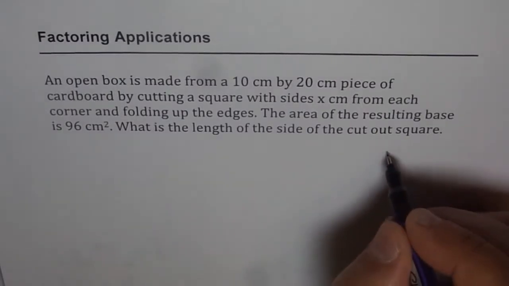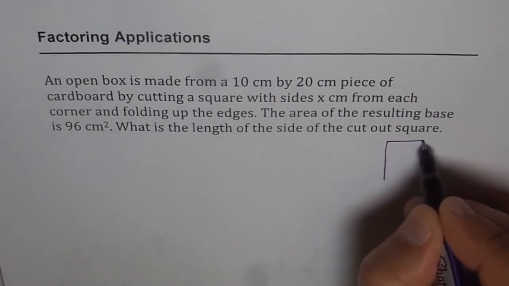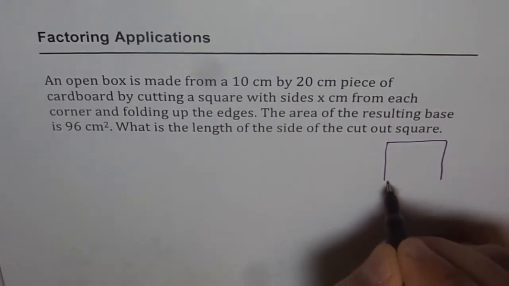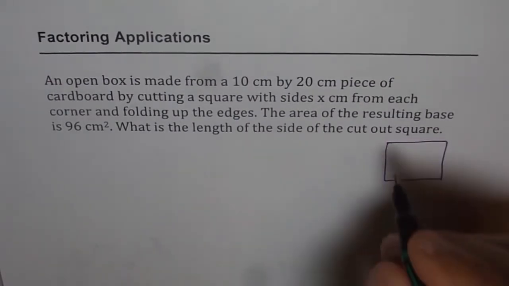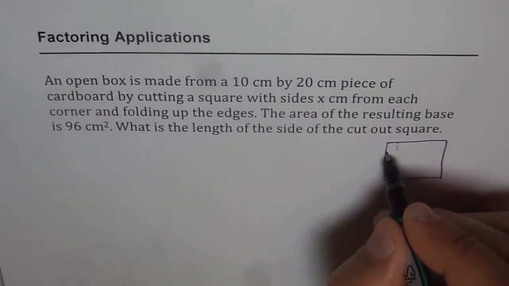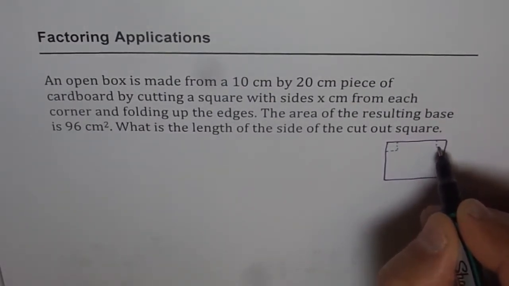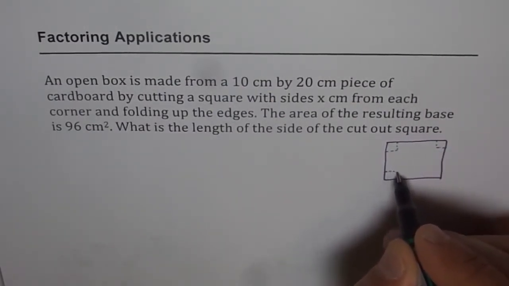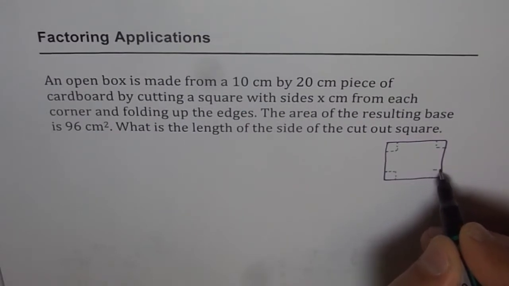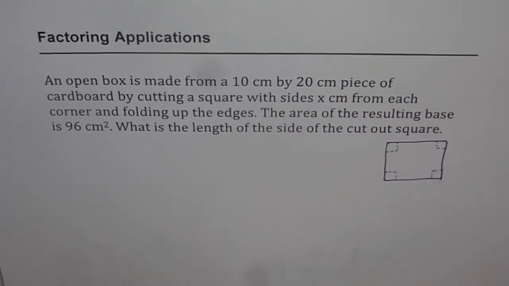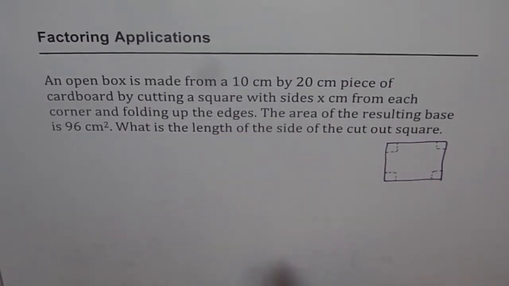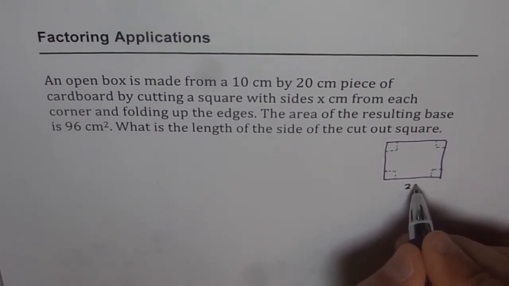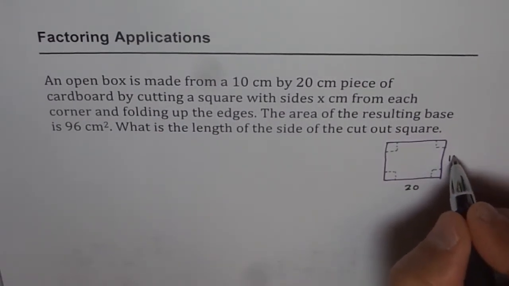So let's first sketch and then define our variables. Let's say this is our square, right? Now we are cutting out corners, let's say that is one corner, like these are the four corners, and of course they are all of same dimension, that is x by x, correct? So this box is 10 centimeter by 20 centimeter. Let's say this side is 20 and that is 10.